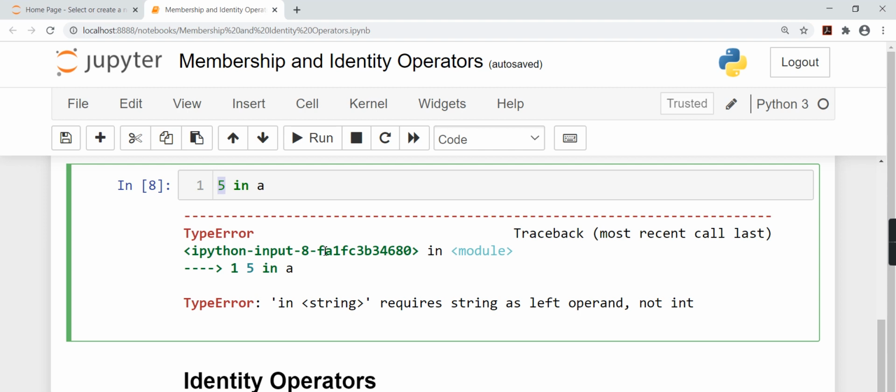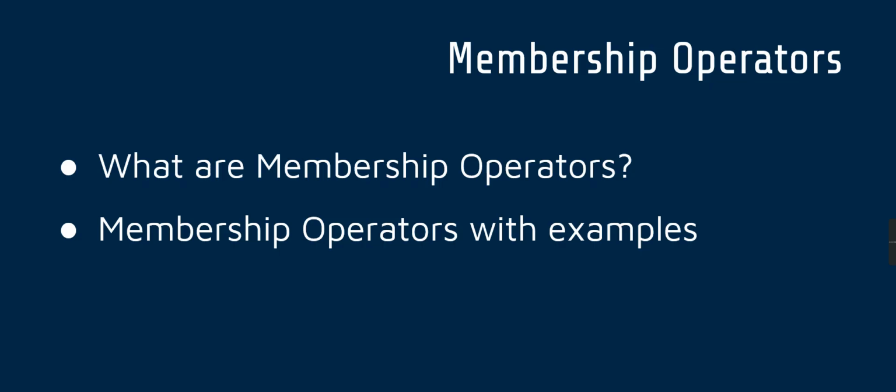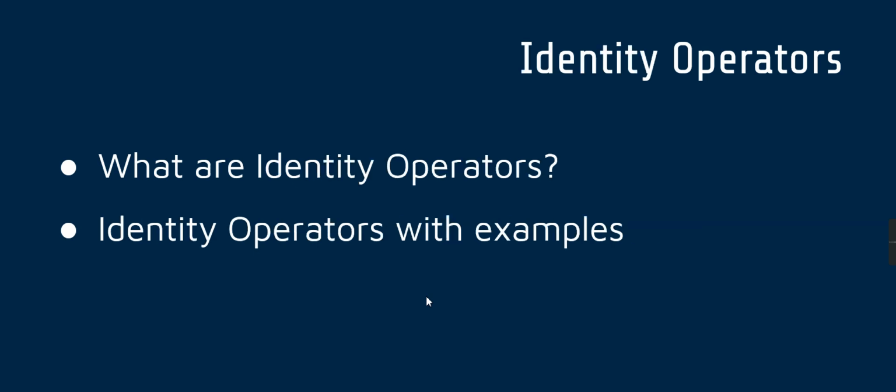Okay, so coming back to the presentation, the next set of operators that we have are known as the identity operators. Now, the identity operators are such operators which will allow us to check whether or not a certain set of variables are located in the same memory place. That is, when you're using your computer, the computer has to select a particular space to store your variables.